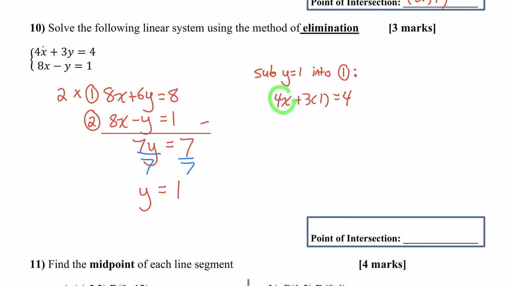I'll start by isolating the term that has the x, and then divide both sides by 4 to get x by itself, and I figure out x is equal to 1/4. So my point of intersection is the point (1/4, 1).